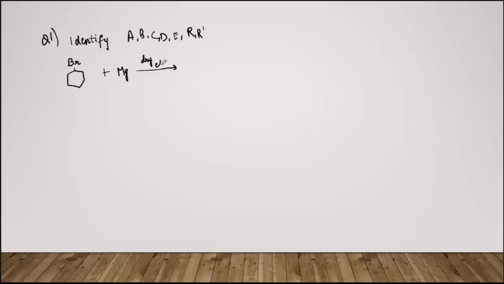So our first question is, we have to identify A, B, C, D, E, R and R prime in the following reactions. I'm going to write down the reactions and you need to identify what is happening there. Okay, so this particular question is very exciting. RBr plus Mg and dry ether will give C.